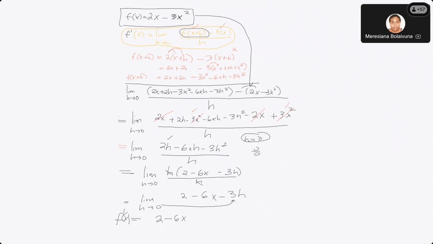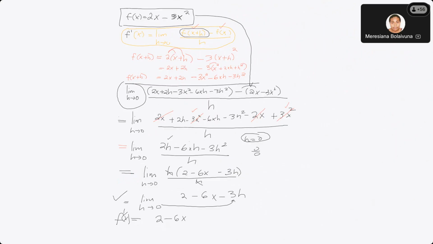First of all is the limit. All right, it's important that you write the limit. Limit as h approaches 0, okay? You keep writing the limit up until this step. The moment you substitute h is equal to 0, then you will stop writing the limit. Okay, that's number one.